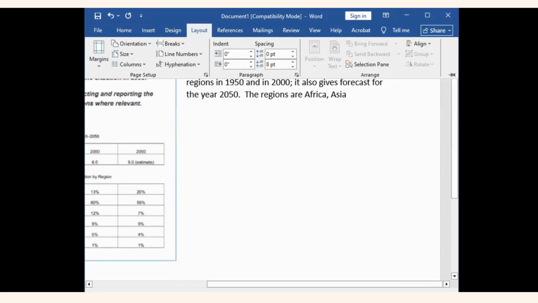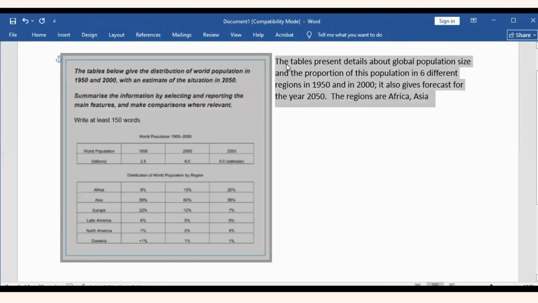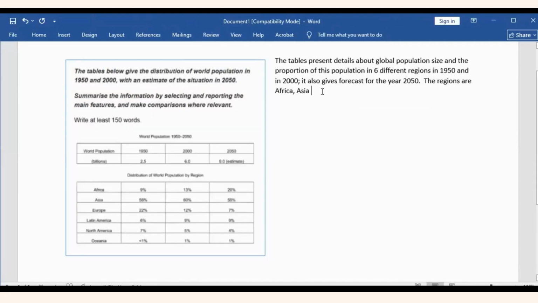Okay, looks better this way. The regions are Africa, Asia, Europe, Latin America, North America, and Oceania. Okay? Europe. Okay? So that is that for my introduction.